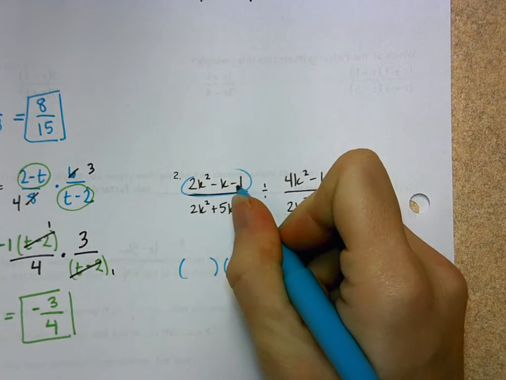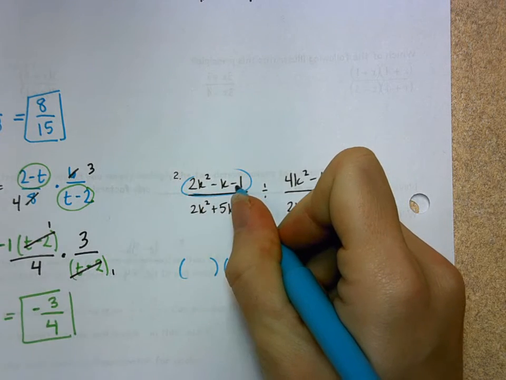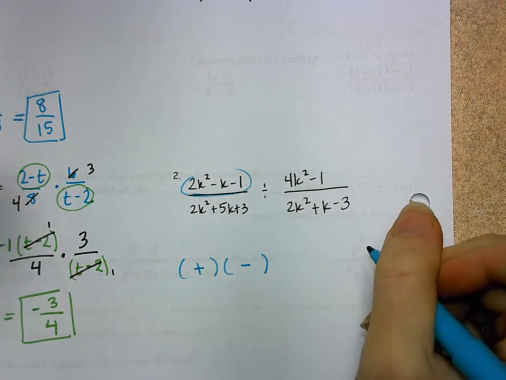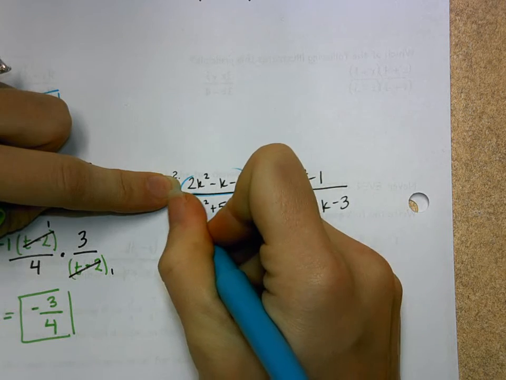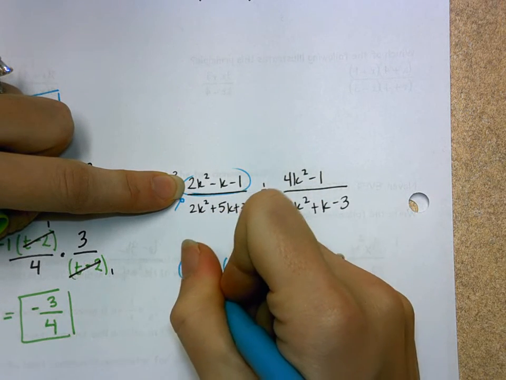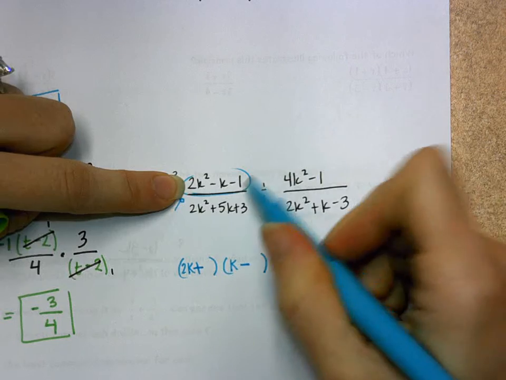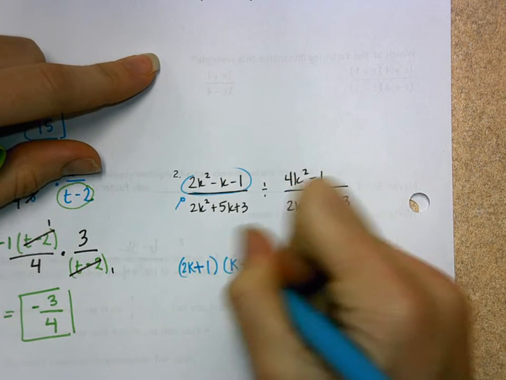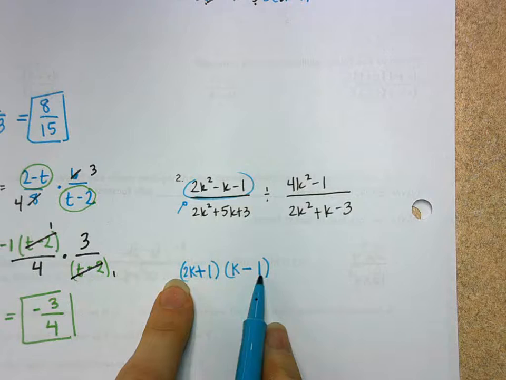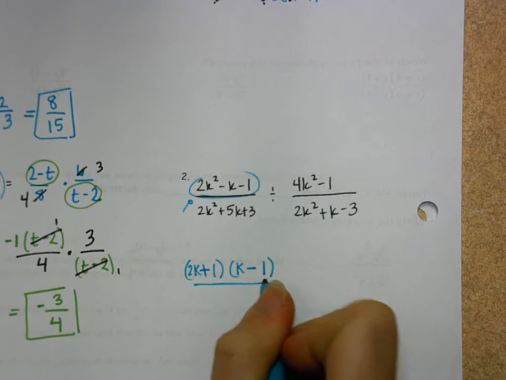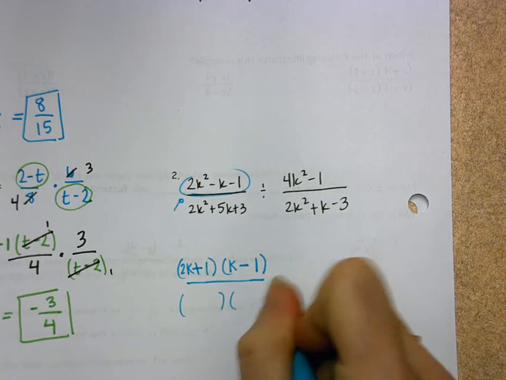The last sign is negative, so I know that I am going to need a positive and a negative sign. What times 2k, or what times itself gives you 2k squared, and that would be a 2k and a k. And finally, what times what would give you 1? That would be 1 and 1. So I'll put in a 1 and a 1, and I check it. Is negative 2k plus k negative k? Yes, it is.